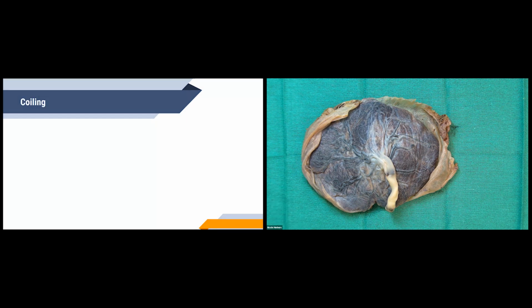So now we'll talk about coiling, and I'll put up our next polling question. So what is the normal amount of coils an umbilical cord should have for every 5 centimeters?